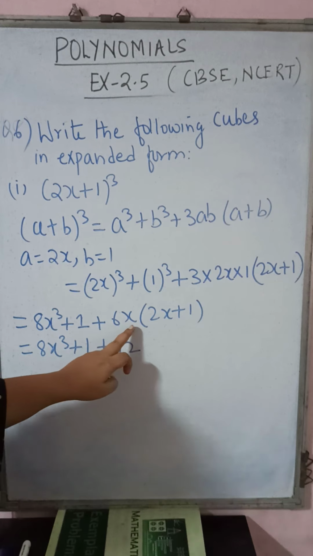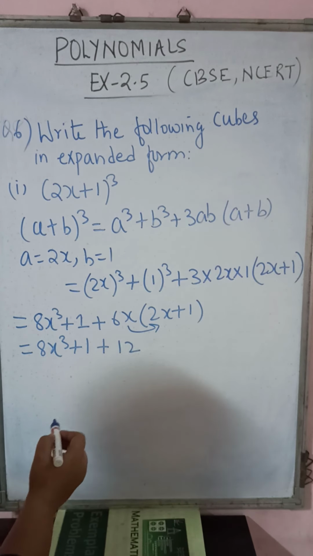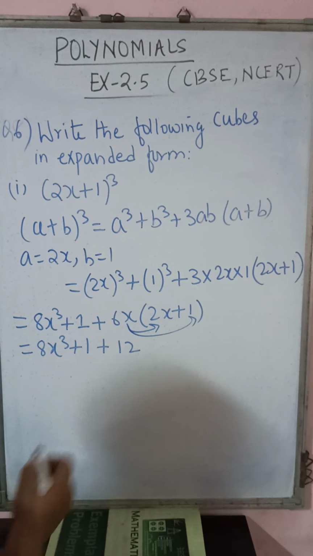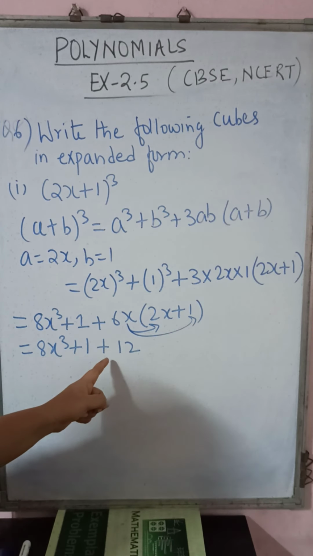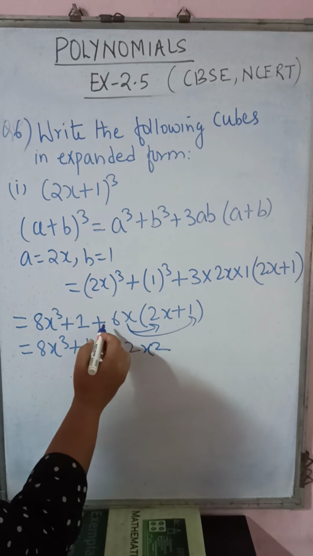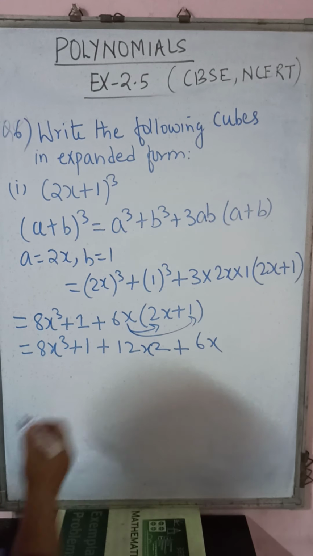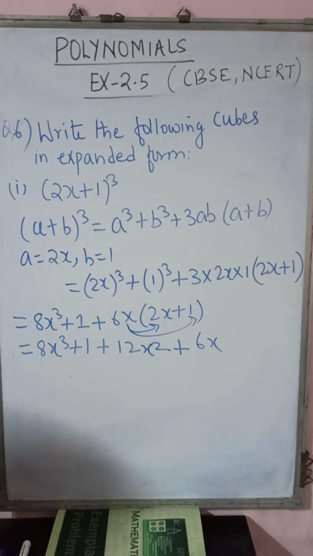Whatever term is written outside the bracket, 6x, first we will multiply with 2x and then we will multiply with 1. So plus into plus is plus: 6 times 2 is 12, x into x, x². Now plus into plus is plus, 6x into 1, 6x. So this is the answer.